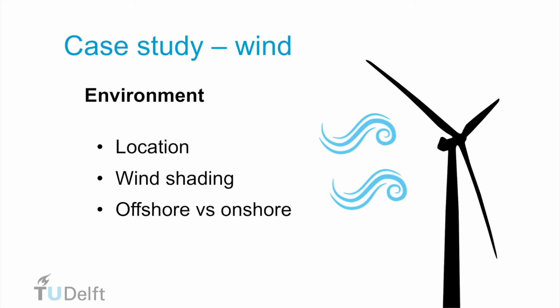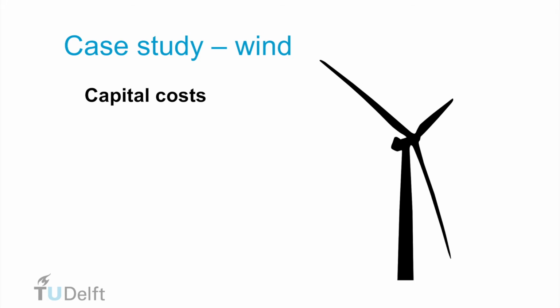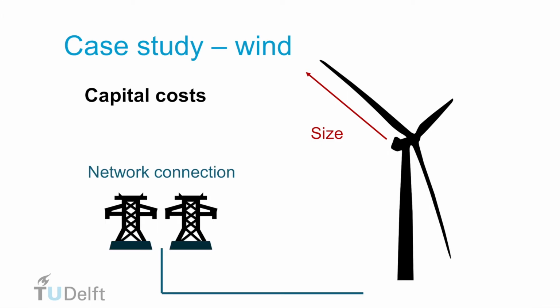Also, we should consider whether the turbine is onshore or offshore. The construction and maintenance of offshore wind turbines is more expensive than onshore locations. We must also consider issues related to the capital cost of the wind turbine. This includes the size of the wind turbine and thus the capacity of the network connection. Offshore turbines may be located near shore or farther away. The investments in underwater cables to transport the power to the network may be significant.